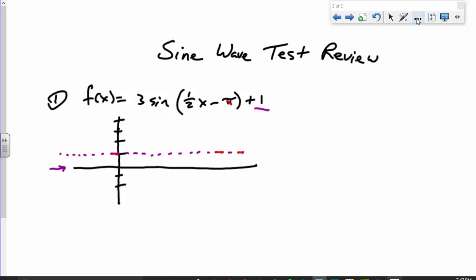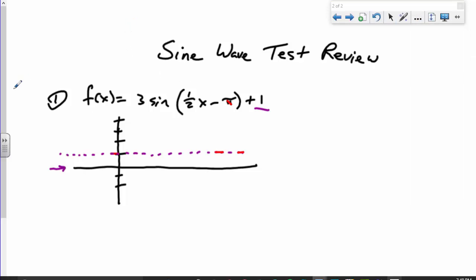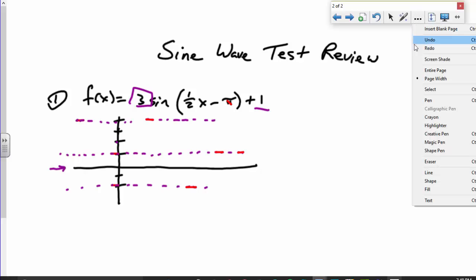Okay, and then from there we're going to look at this 3, and 3 is going to tell us our amplitude. This is the center line now, so we're going to go up 3 units from that line we just put down for the center, and we're going to go 3 down from the center here. So we're going to go 1, 2, 3 down. So this sine wave is just going to go between this bottom portion and this top portion, with this being the center, which is what we discussed in class.